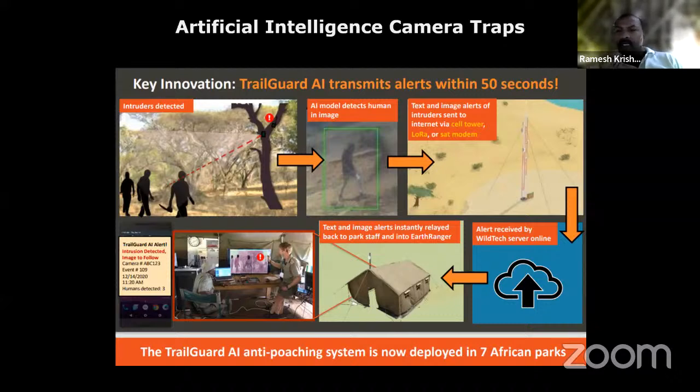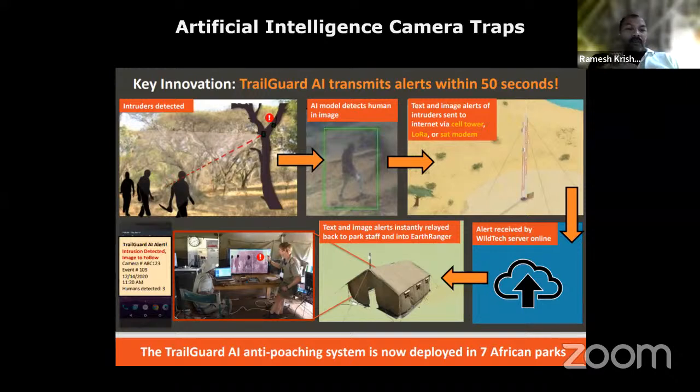Within the camera itself, it can classify whether it's a human, a tiger, an elephant, or a leopard. It can send that information. It's more meant for poaching and human-wildlife conflict, and also for population estimation. You can put the camera trap anywhere and introduce a detector quickly. Artificial intelligence detects a human image, and then it is sent to your computer through a cell tower or local network, known as LoRa, or even through a satellite modem.